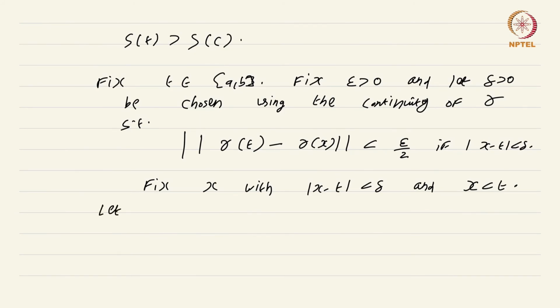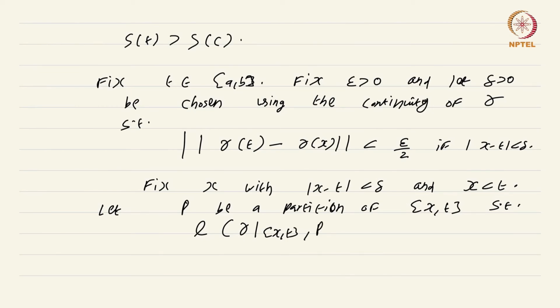Let P be a partition of this interval xt such that the length of gamma restricted to xt with respect to this partition is greater than or equal to the length of gamma restricted to xt minus epsilon by 2.